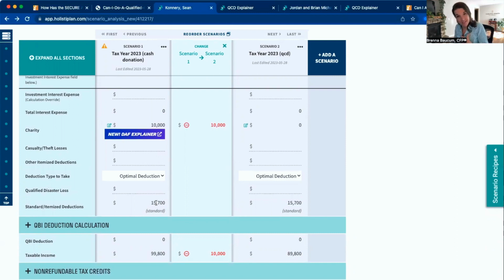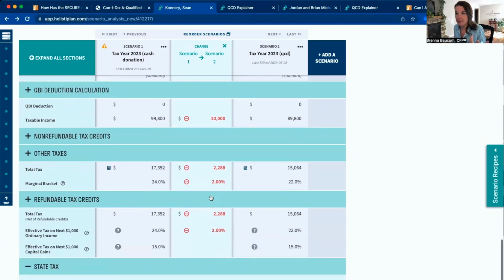He's getting the warm and fuzzy feeling, but he's not necessarily getting the tax benefit. So he gets the same amount of standard deduction either way. And he saves about $2,200 in taxes by doing this, and keeps him in the 22% bracket. So a number of different benefits here.